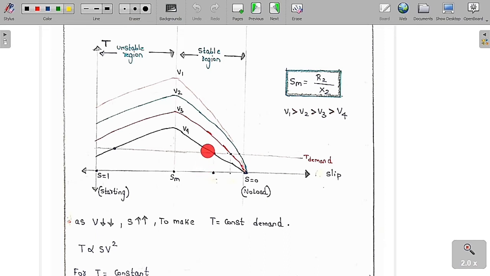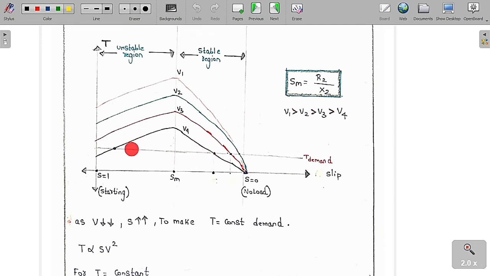So then we can get back to the original position. Listen carefully. In this stable region, why is it called a stable region? Suppose we take some point here, and now due to some external sudden load, I have added the load. Then what is going to happen? If I add the load, speed will decrease, so slip will increase, which means the new point will be here. At the new point, the slip is very high, so the torque is also very high, because we need huge torque to drive that more load. Therefore, to get back to the original speed, we can say this is a stable region.